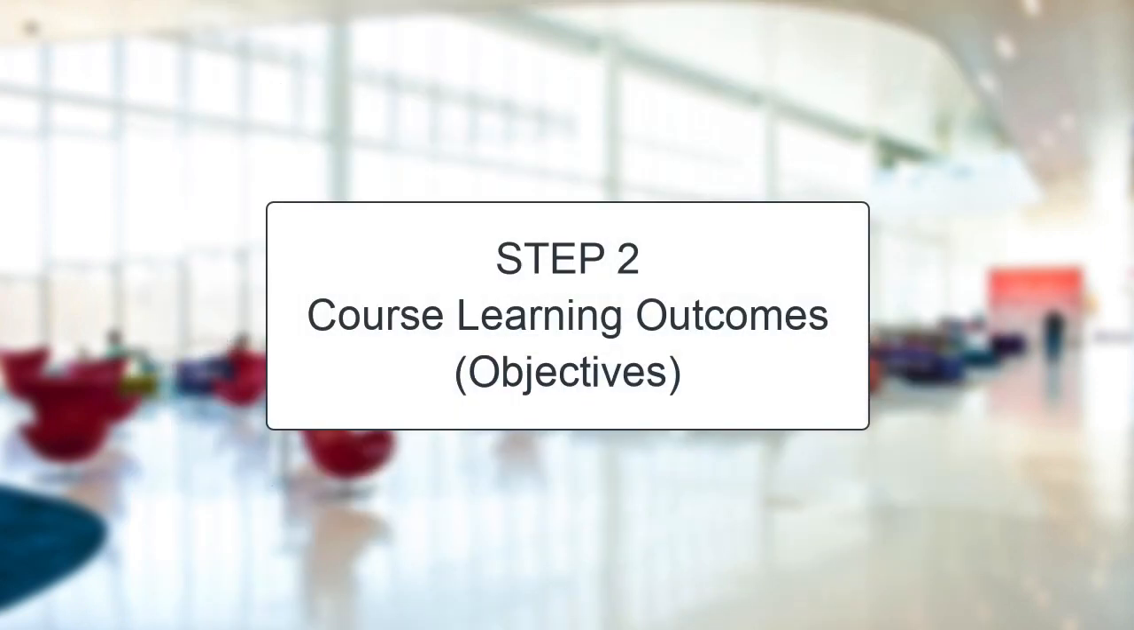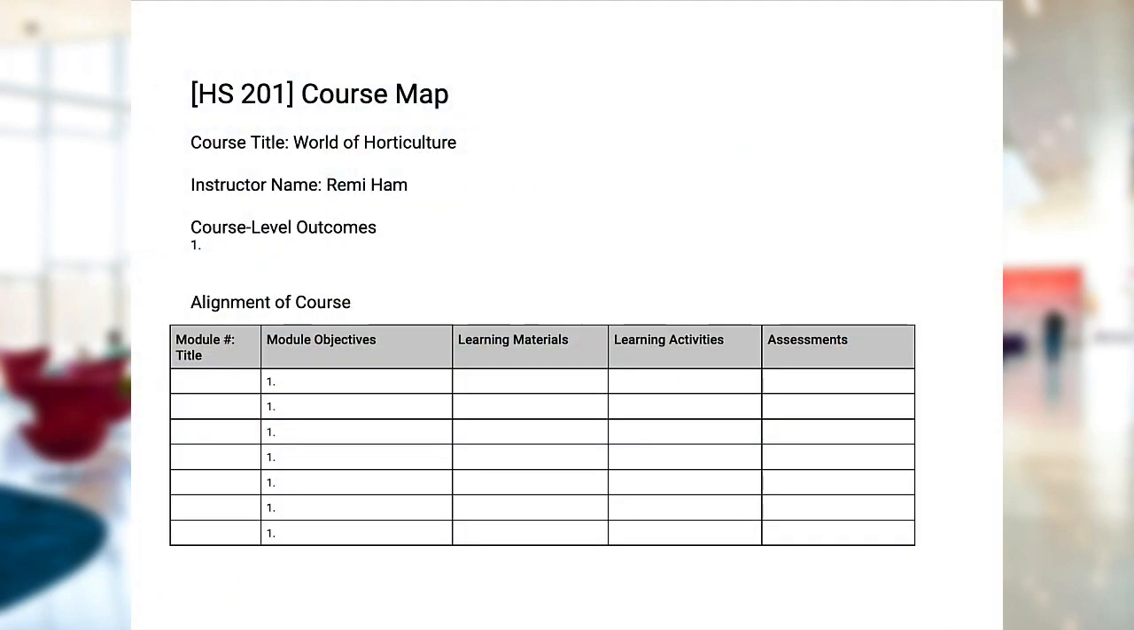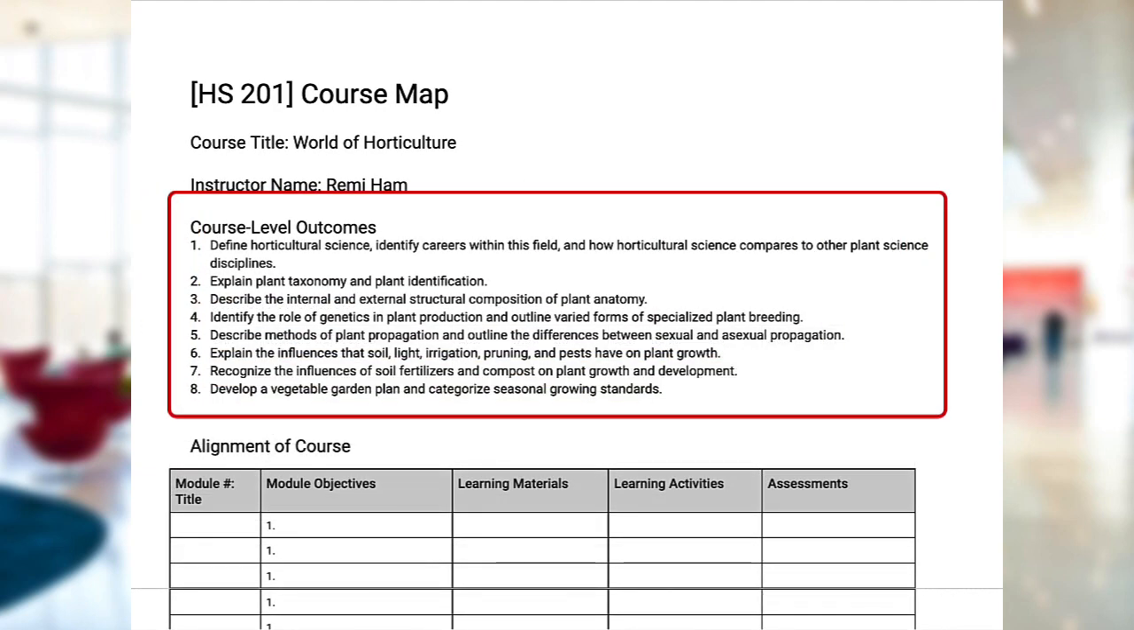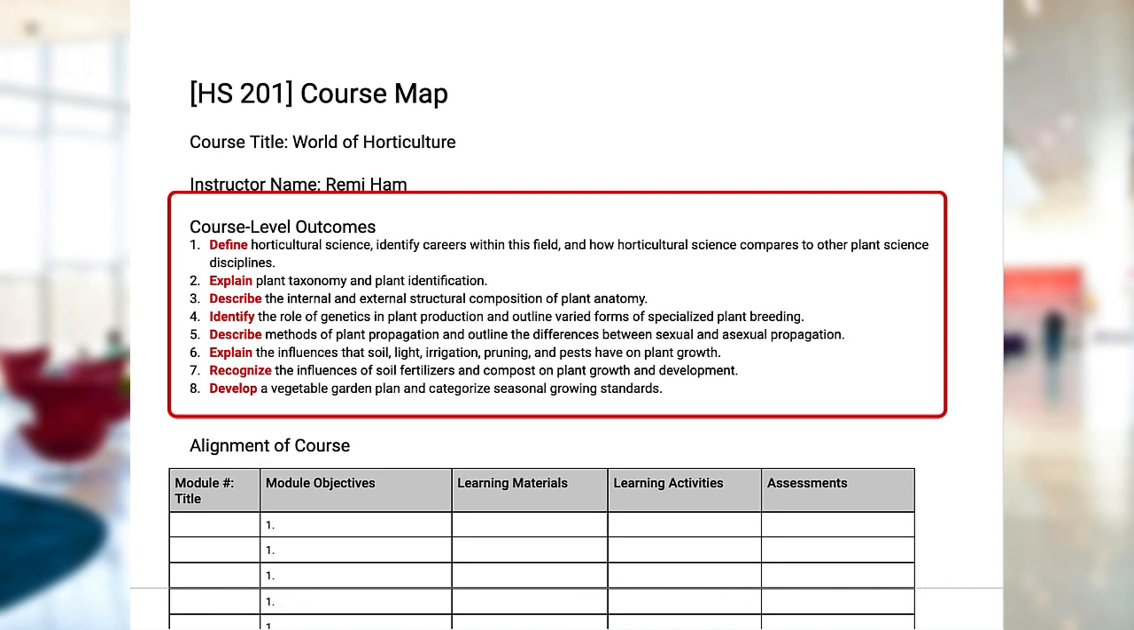Step 2. Course learning outcomes. Next, list the course learning outcomes, sometimes called course objectives. If your course objectives have been created for you, use those. If you're creating them yourself or modifying previous course objectives, think about what you want your students to be able to do after they've completed your course. Begin each objective with an action verb. You can consult Bloom's taxonomy for action verbs that work with the level of your course.